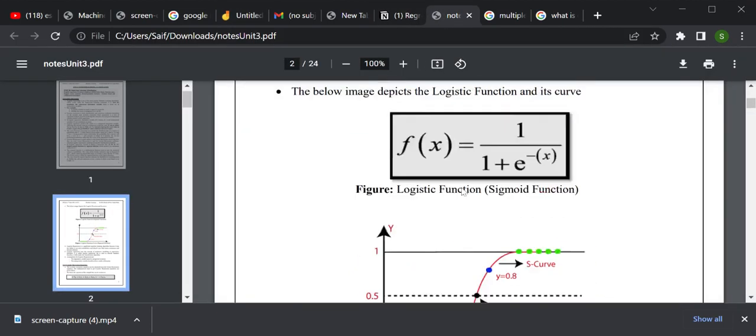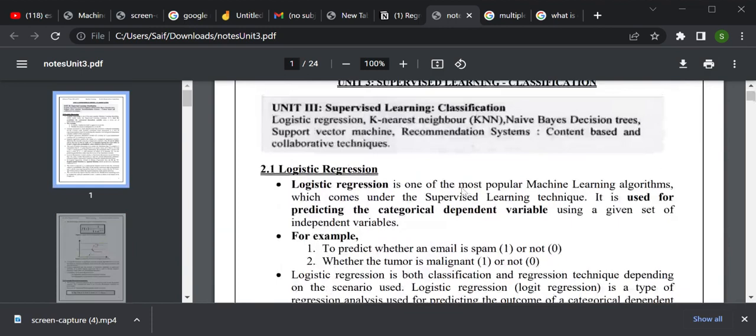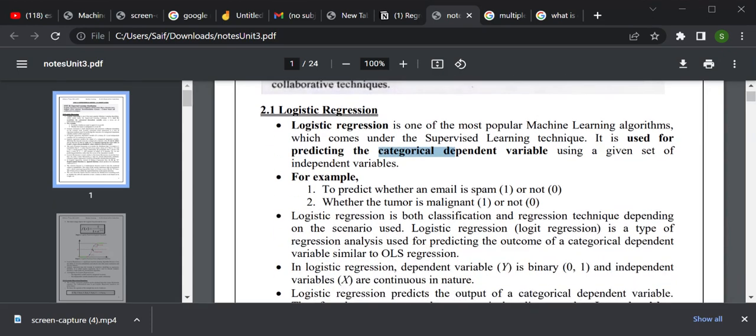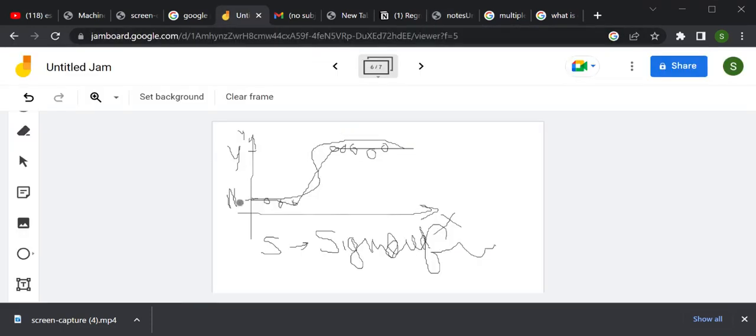Now we will see the notes. What do the notes say about logistic regression? Logistic regression is one of the most popular machine learning algorithms, which comes under supervised learning. It is used for predicting the categorical dependent variable from the given set of independent variables. See, this word categorical is important here. It is used to find categories. Yes is a category, no is a category.